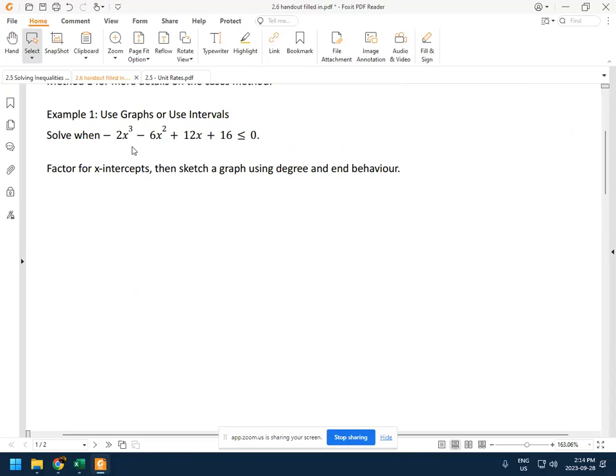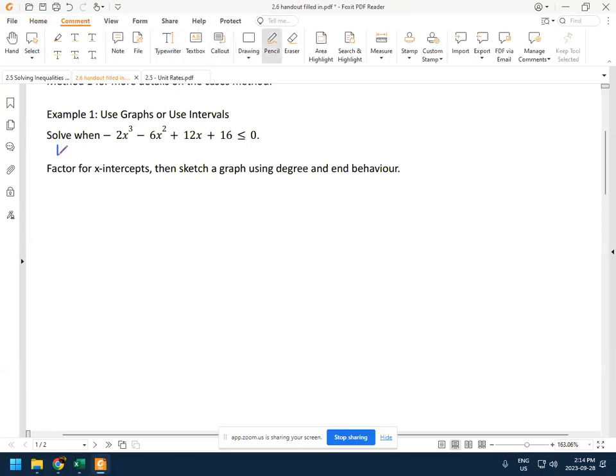Let me write this down. Solve for x that makes this sentence true. And I'm going to go a little bit deeper. Solve when this inequality is true is the same as saying, solve for x that makes the function a negative or 0. That's what this question is trying to say. Does that make sense to people?